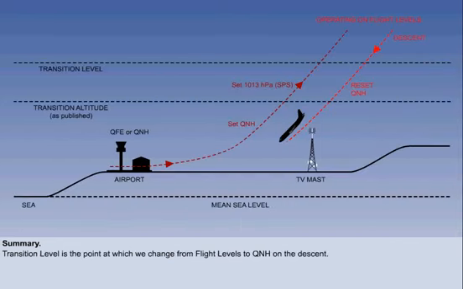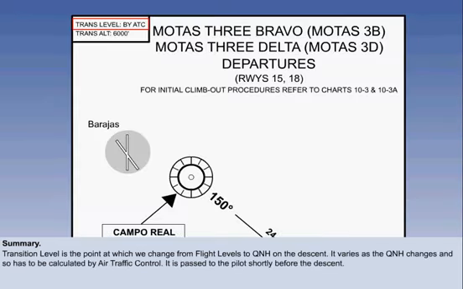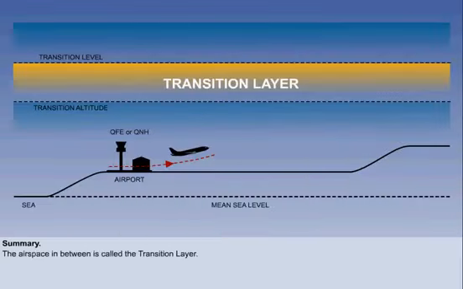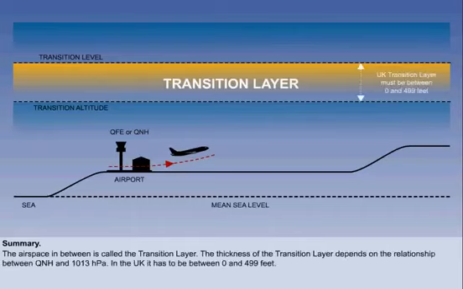Transition level is the point at which we change from flight levels to QNH on the descent. It varies as the QNH changes and so has to be calculated by air traffic control. It is passed to the pilot shortly before the descent. The airspace in between is called the transition layer. The thickness of the transition layer depends on the relationship between QNH and 1013 hectopascals. In the UK, it has to be between 0 and 499 feet.